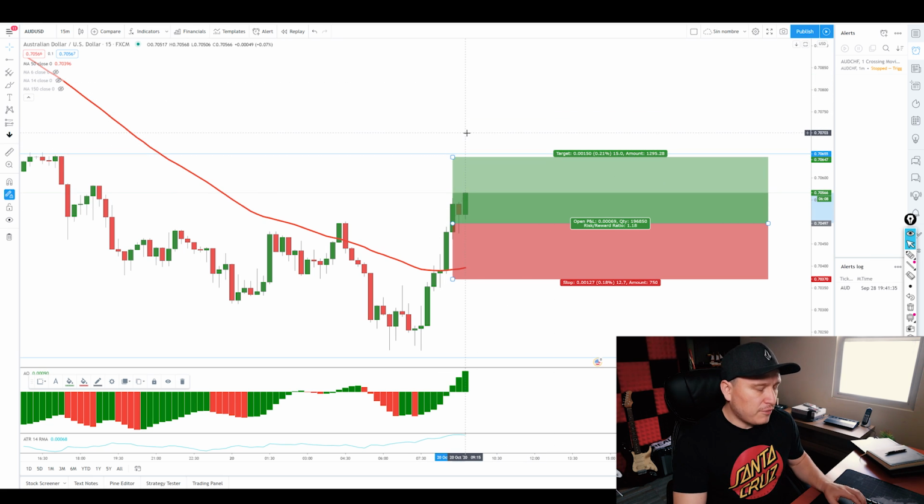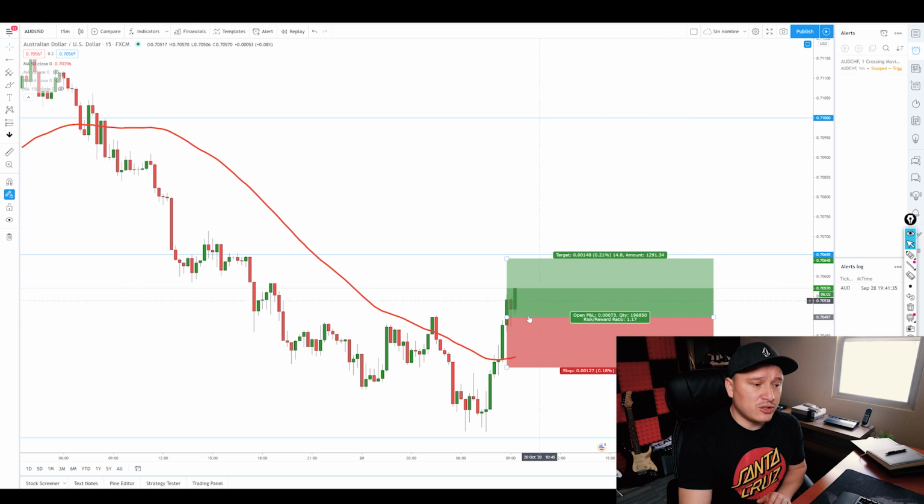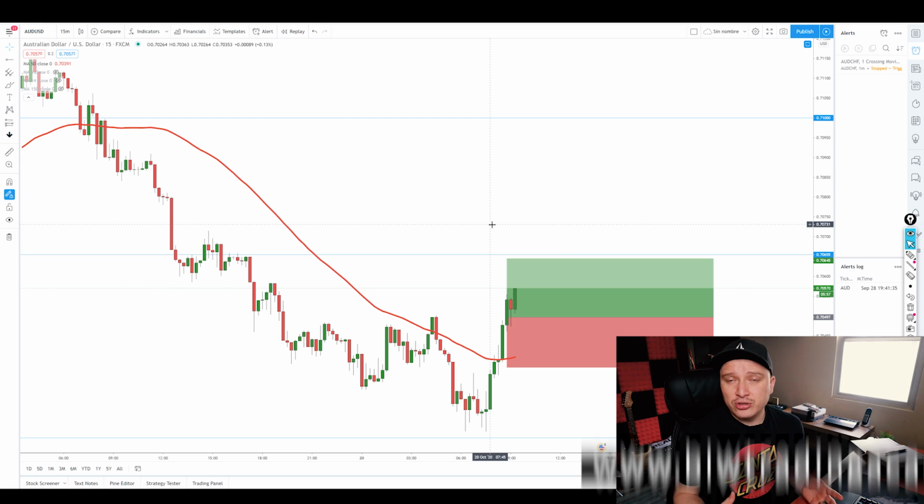But more importantly, if you guys want to make sure that you try this strategy on demo, as you notice right here, it's happening, the momentum is actually happening. So try the strategy on demo.